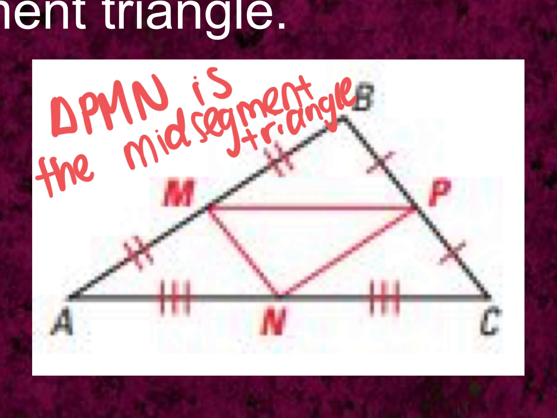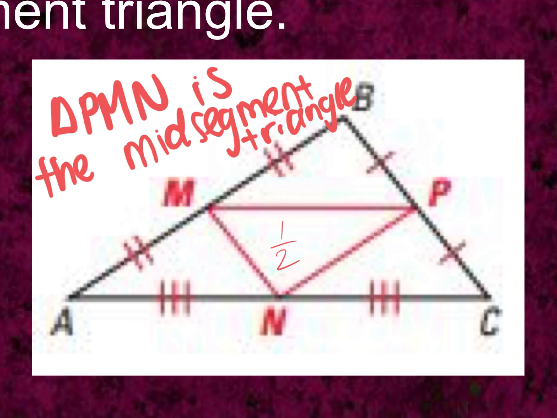So how big is the red triangle compared to the black one? It's half of it, okay? So this small triangle is a half of the whole thing, okay? I want you to relate midpoint to being half, right?